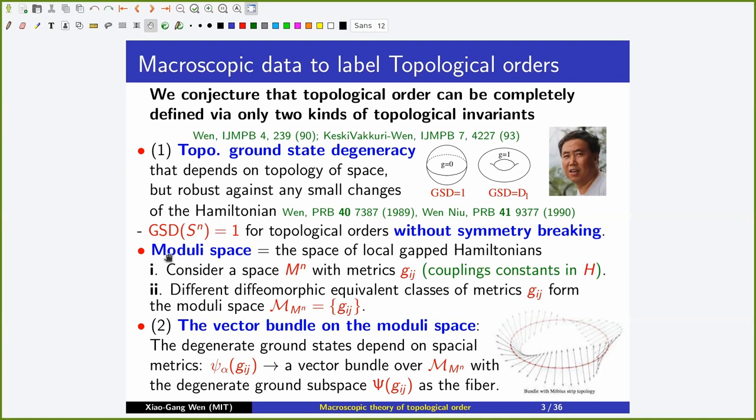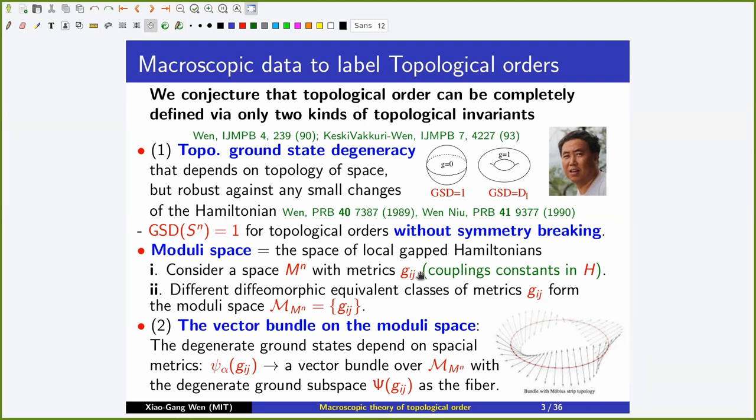Therefore, this moduli space in this sense becomes a space of metrics on a manifold. Certainly, choosing different coordinates gives you a different metric, but those different metrics are viewed as equivalent. After this equivalence under coordinate transformations, it becomes more like the mathematical definition of moduli space: a space of metrics up to this equivalence relation by coordinate transformation.